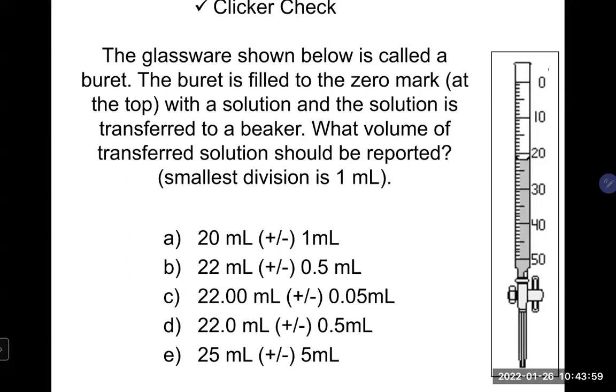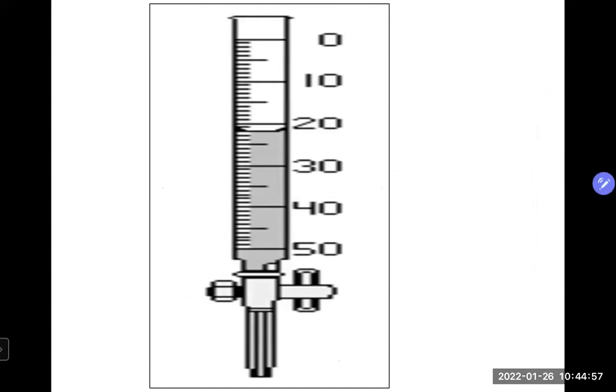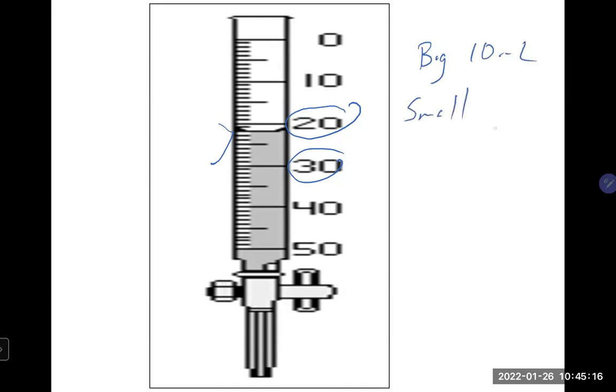Again, it is starting at 0, increasing as you go down. I think I got a bigger, blown up picture of it. We got 20, we got 30, and there are 10 markings here in between. So the biggest markings represent, in this case, 10 milliliters. The smallest markings represent, in this case, since there's 10 markings, 1 milliliter. So this big guy here would be 25, right? And obviously this would be 30.